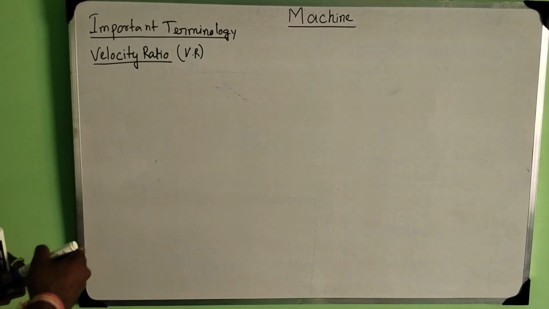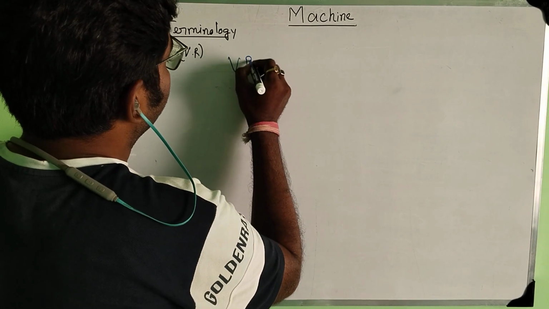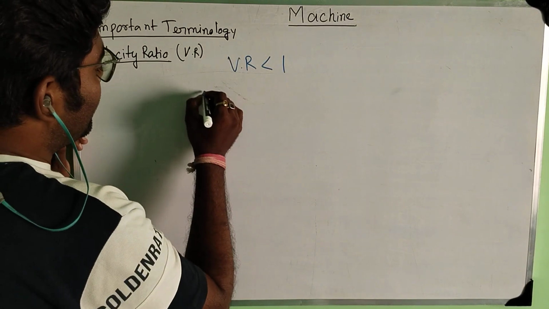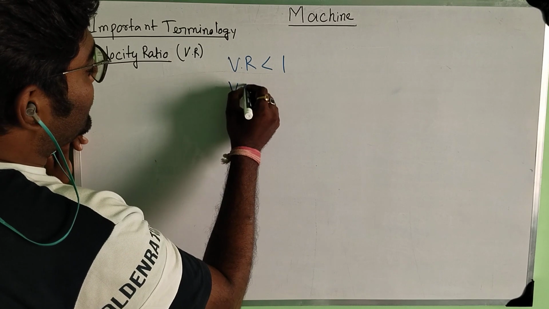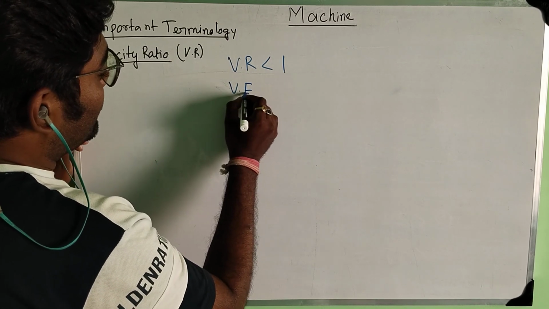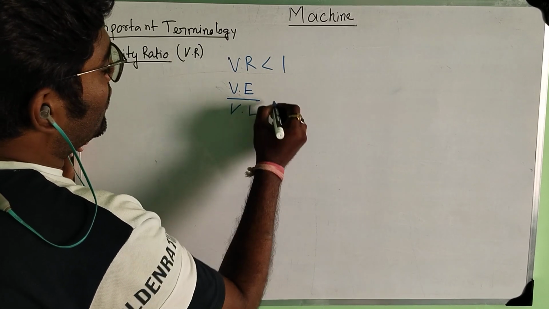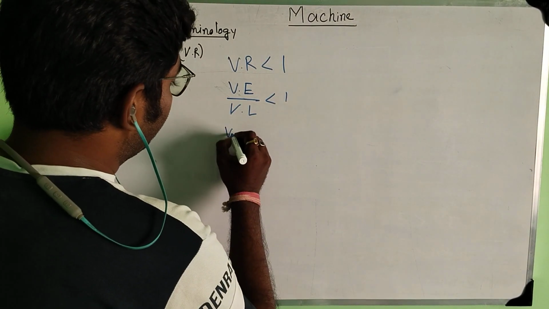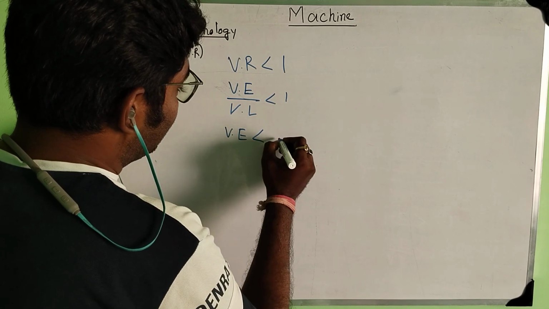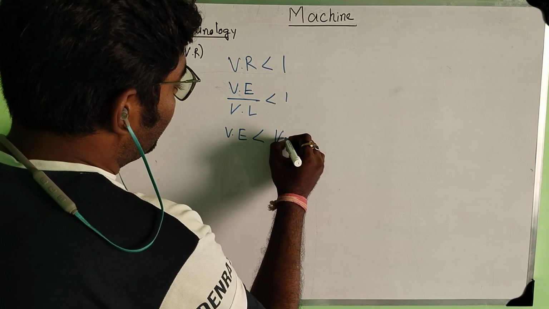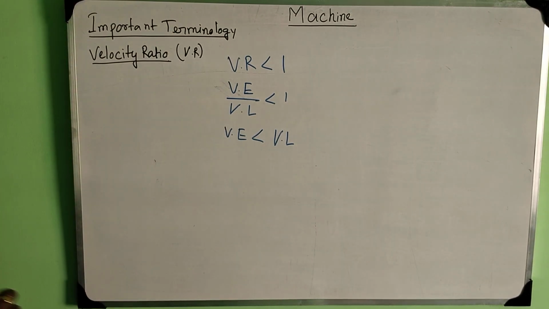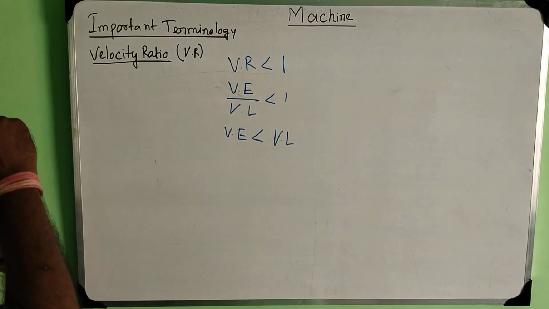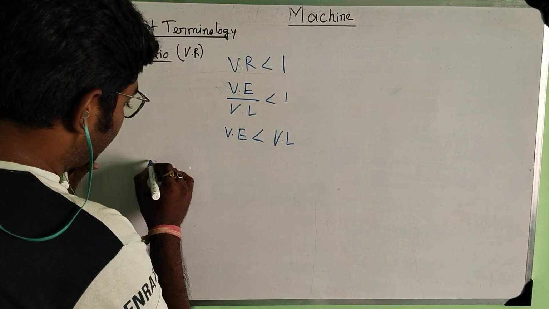Now, if velocity ratio is less than 1, that means the velocity of the effort divided by the velocity of the load is less than 1. That means the velocity of the effort is less than the velocity of the load. That means the velocity of the load is very large compared to the velocity of the effort. Now take the example of a scissor.